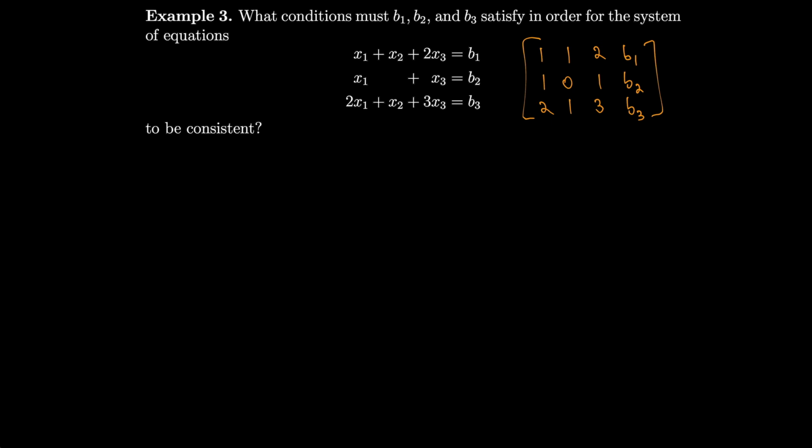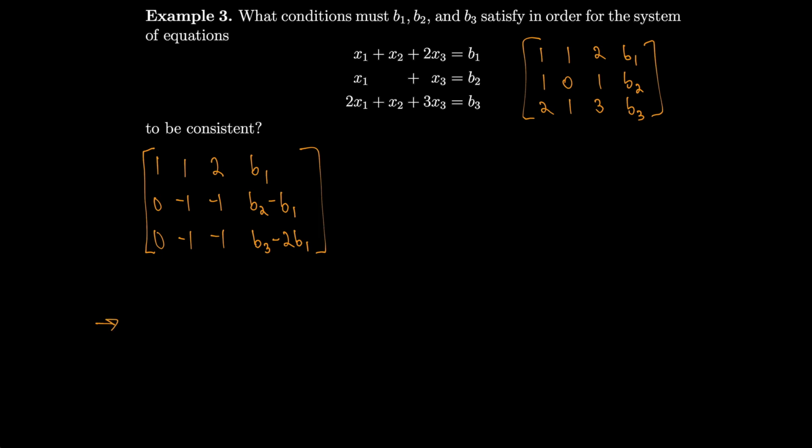Well, let's see. We'll write out 1, 1, 2, B1, and I want to get zeros over here. So I'll subtract my first row from my second. I'll get 0, minus 1, minus 1, B2 minus B1, and I'll get 0, minus 1, minus 1, B3 minus 2 times B1, because I'll subtract 2 of the first row from my last one to cancel out that 2.